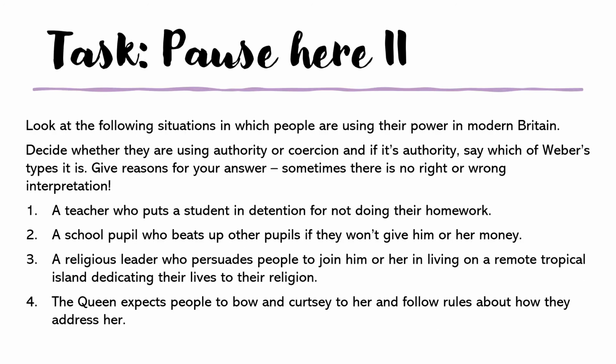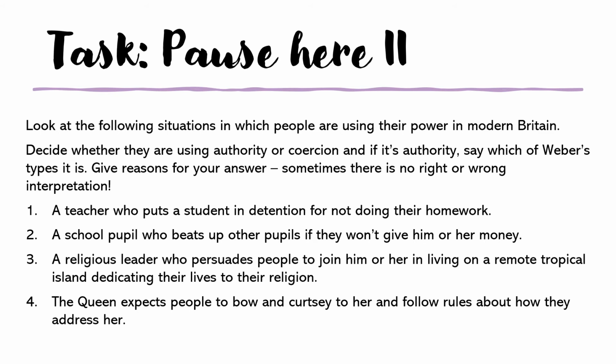Next thing I'd like you to do is a bit of a task, so a bit of a writing task. It's really self-explanatory. When I finish talking, if you pause and complete this one. So look at the following situations in which people are using their power in modern Britain. Decide whether they are using authority or coercion, and if it's authority, say which of Weber's types of authority it is. Then give reasons for your answer. Sometimes there's no right or wrong, so you can make a really good case for one.